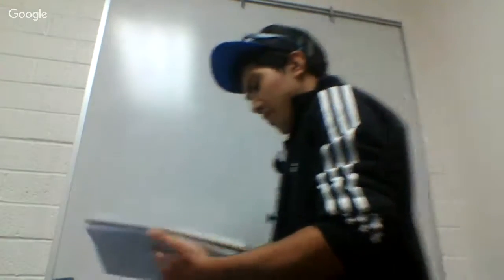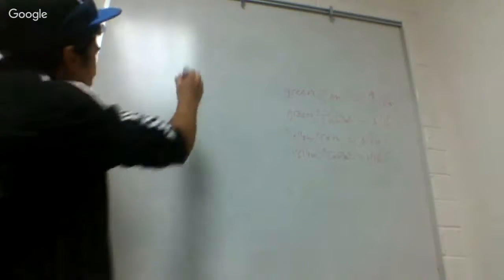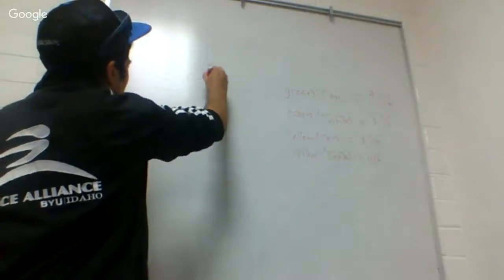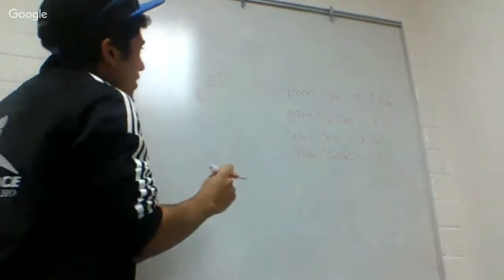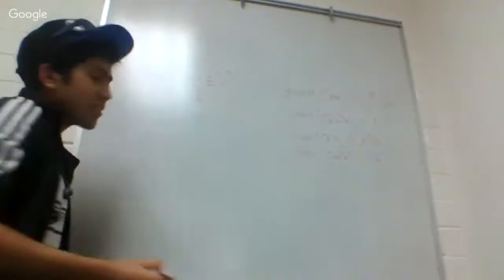So now we have to use the chi-square equation. Let me bring this up. So, which is x squared equals the sum of the observed minus the expected, squared, over the expected. And you have to do that for each category that we have.